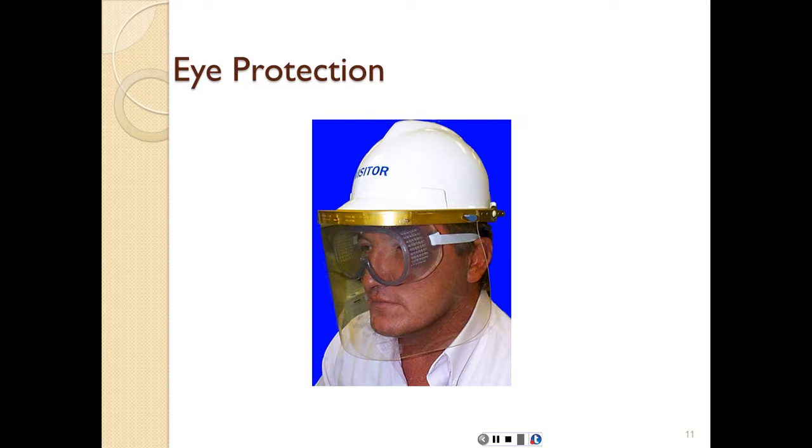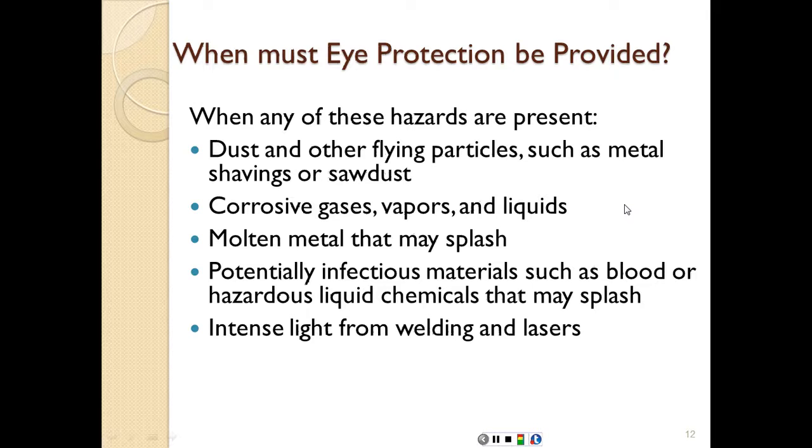The eye protection, and as you can see here, we have double eye protection through the shield and through the goggles. When must eye protection be provided? When any of these hazards are present: dust and other flying particles such as metal shavings or sawdust in wood operations or in welding or cutting operations, corrosive gases, vapors and liquids, especially when working near chemicals, molten metal that may splash, again welding or foundry operations, potentially infectious materials such as blood or hazardous liquid chemicals that may splash, and intense light from welding and lasers.